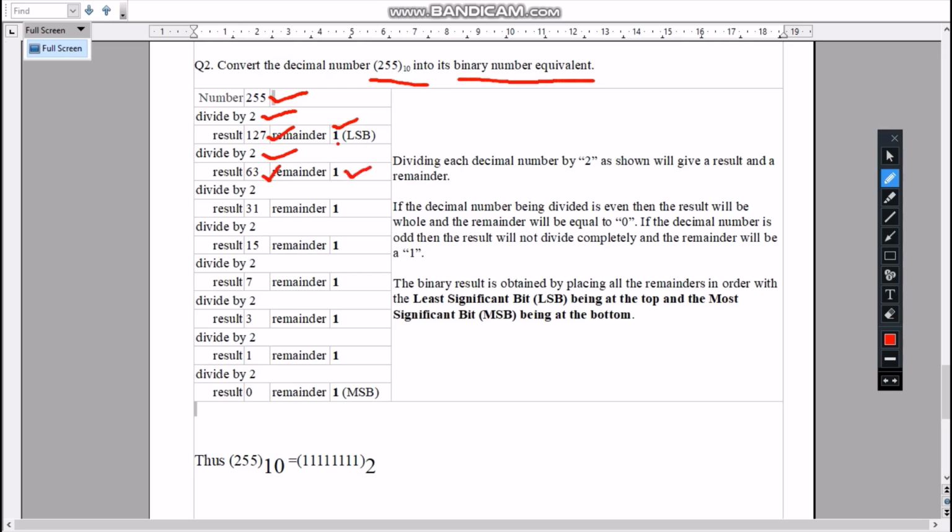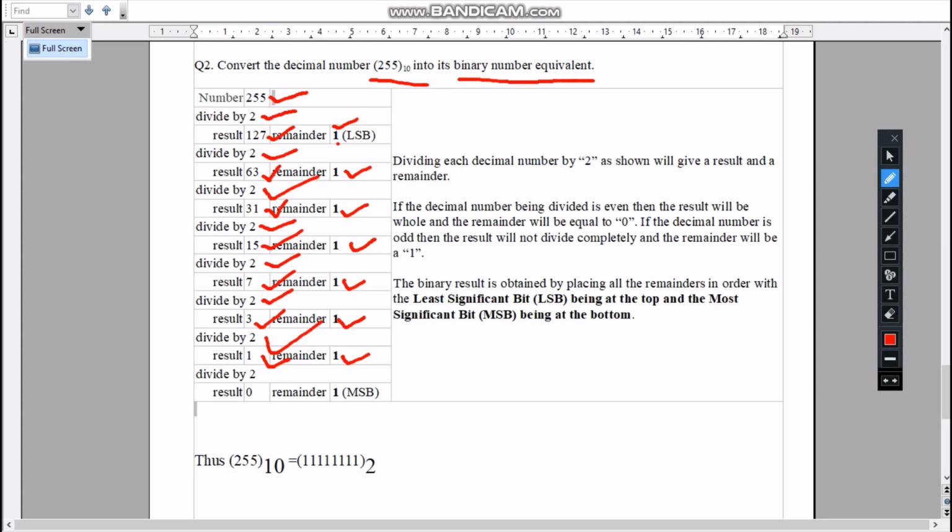Once again we'll divide 63 by 2. Our result is 31 and the remainder is 1. Once again we'll divide 31 by 2. The result is 15 and the remainder is 1. Once again we'll divide 15 by 2. The result is 7 and the remainder is 1. Once again we'll divide 7 by 2. The result is 3 and the remainder is 1. Once again we'll divide 3 by 2. The result is 1 and the remainder is also 1.